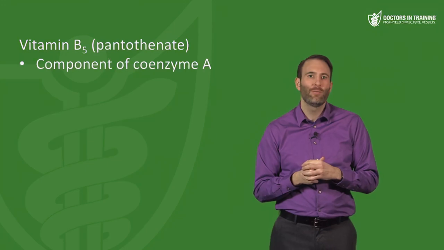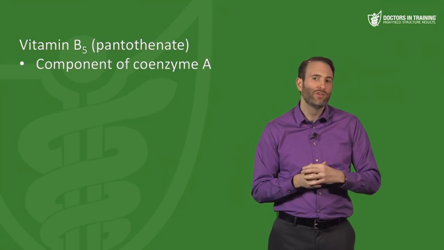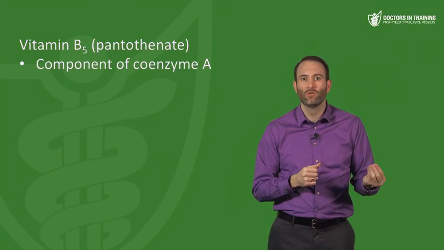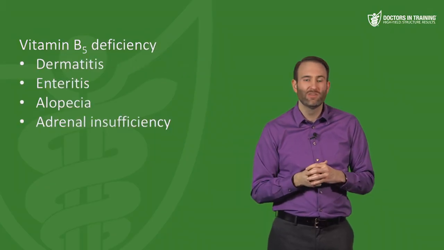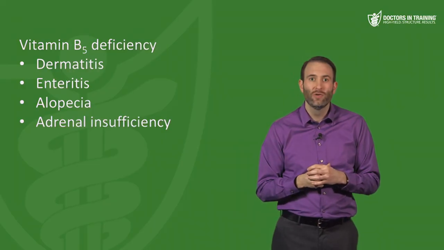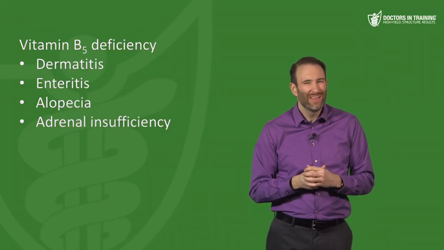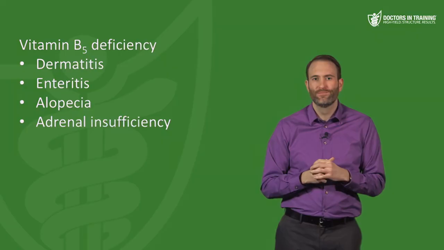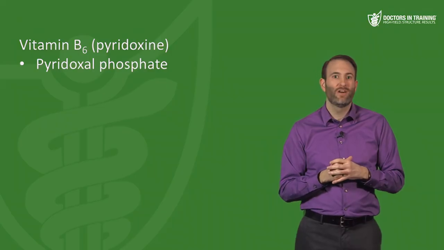So it is a compound of coenzyme A, which functions in the transfer of acyl groups. Now, if deficient, then you can see some dermatitis, some enteritis, which is a little different here. Alopecia is a little new, and then adrenal insufficiency. And that's about all I would know about B5. Moving on to vitamin B6, also known as pyridoxine. So the active form is pyridoxal phosphate.